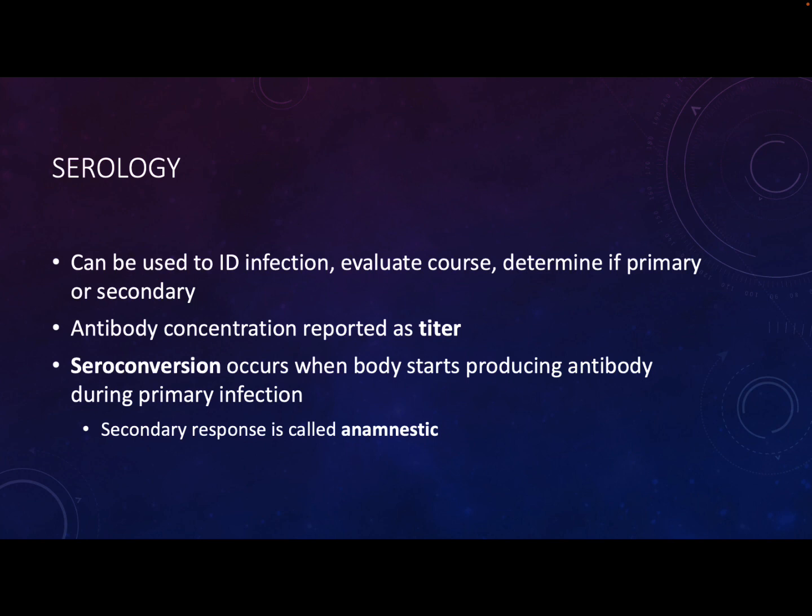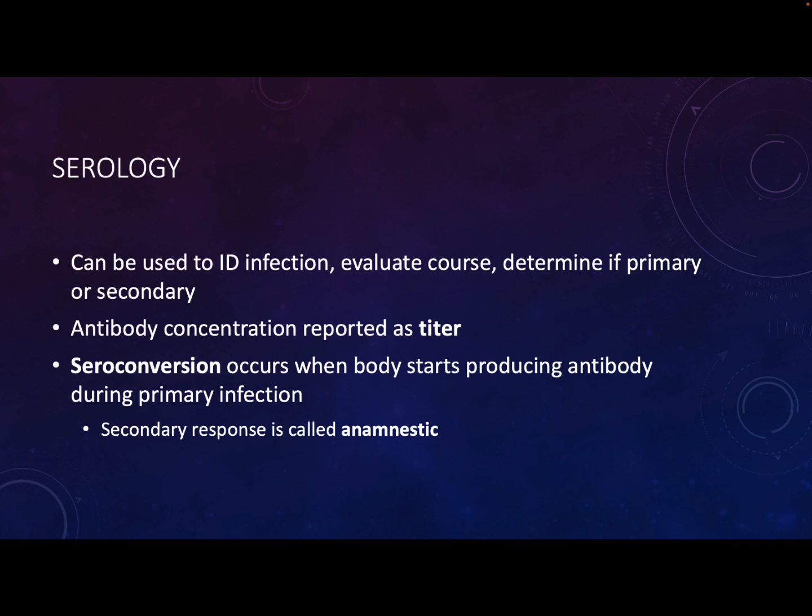So serology can be useful to ID infection, evaluate course. So one of the things that we see in patients is when they have first developed an infection, it can actually take 7 to 10 days for antibodies to appear. So let's use an example of HIV. If you know that you have been exposed to HIV, let's say you know you were exposed yesterday and you go to the hospital today and you want your blood tested, they can't help you because you won't have had enough time to develop antibodies.